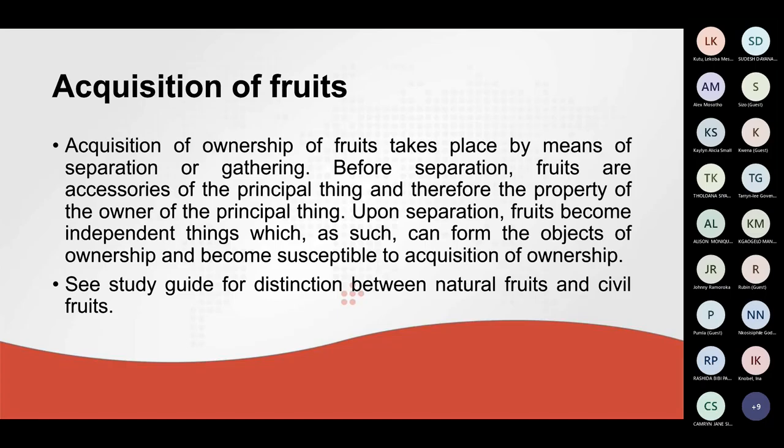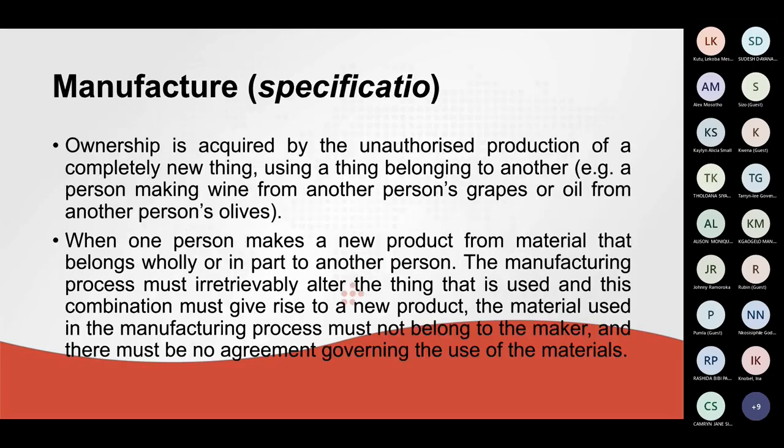With regard to the acquisition of fruits, acquisition of ownership of fruits takes place by means of separation or gathering. So before separating the fruits from the tree, fruits are accessories of the principal thing, and therefore the property of the owner of the principal thing. When the fruit is separated from the principal thing, the fruits become independent things, which as such can form the objects of ownership and become susceptible to acquisition of ownership. Please see your study guide for the distinction between natural fruits and civil fruits.